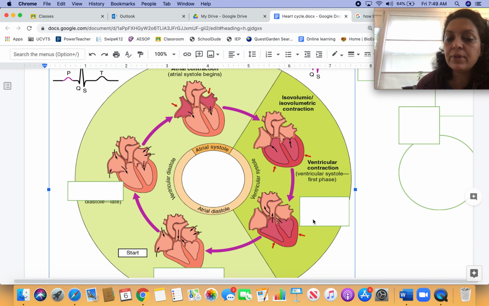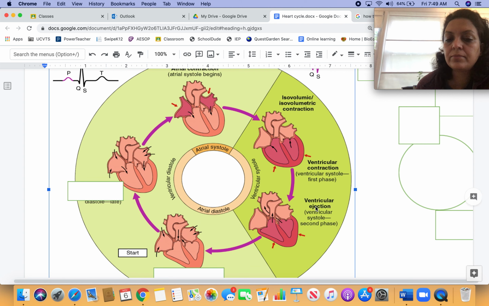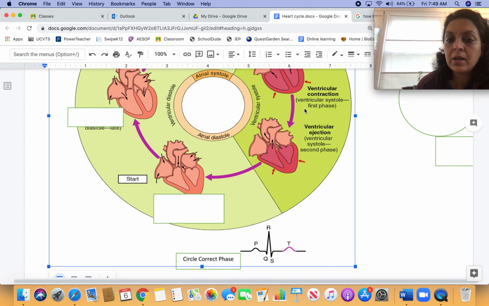After that, when the pressure is built high enough, the valves to the aorta and the pulmonary artery open up and the blood is pushed out into the lungs and into the aorta. So this is the ventricular ejection, or the second phase. Now the volume is reduced, so it is not an isovolumetric contraction. After the valves open, the ventricle is now relaxing. It goes into the ventricular diastole phase.